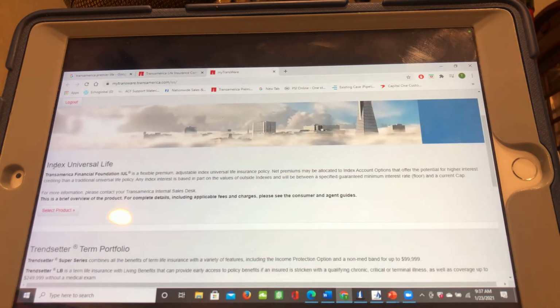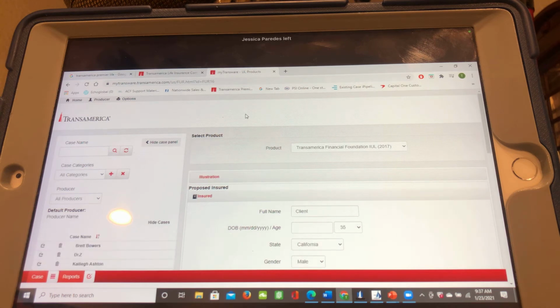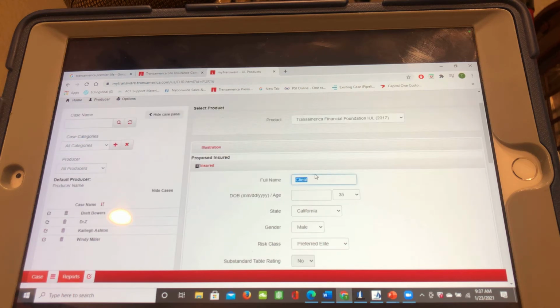Okay, and then the first one says Index Universal Life. We'll select product, and then it gets us to the software. You got it, brother? You get there? Yes, sir. All right, awesome. Why does it say 2017? Is that just a 2017 version? Is that when it came out? Correct. Thank you. Need to put college. Oh yeah, there we go.